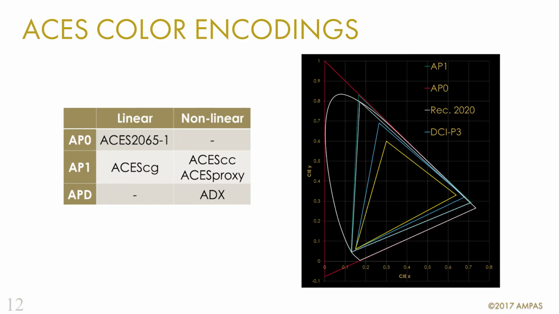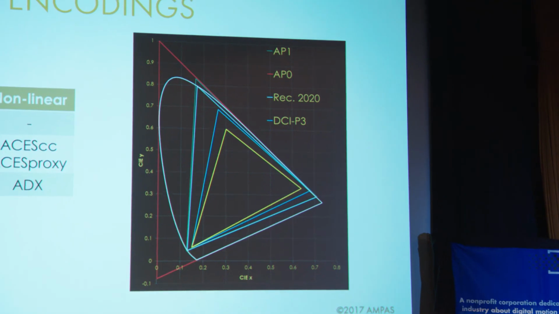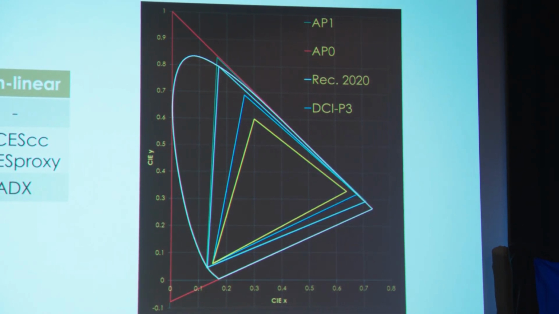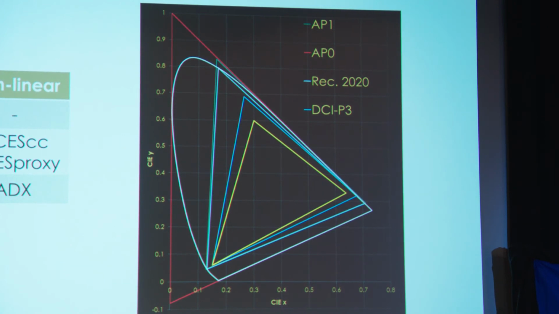A benefit of ACES is the color gamut and color space. We use the EXR format. On the right side, you see the CIE chart, the horseshoe, and you see the ACES archiving format. That's the red triangle, AP0. That's the archiving format. The working space is AP1, the next smaller triangle, and then you see Rec 2020 inside of these two, DCI P3, and the yellow one is Rec 709.